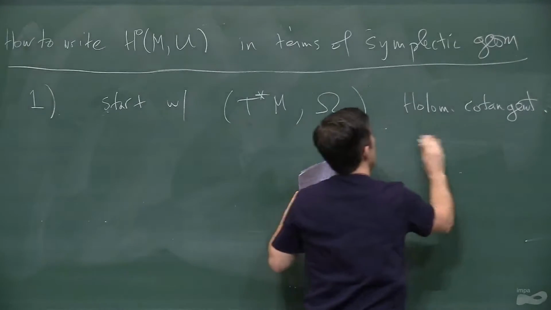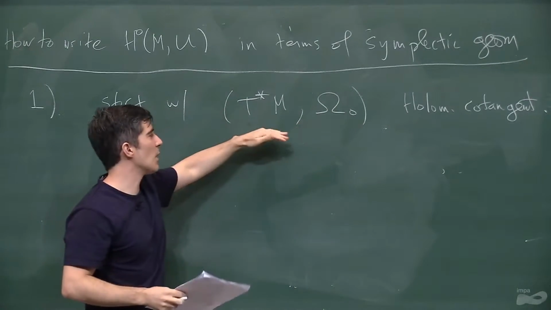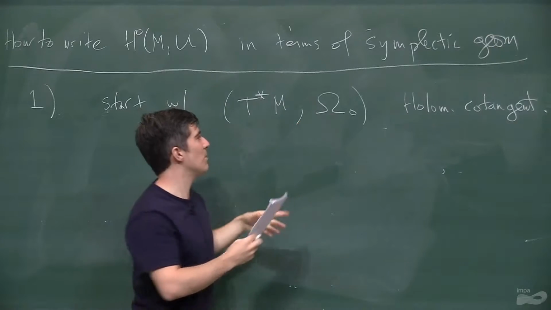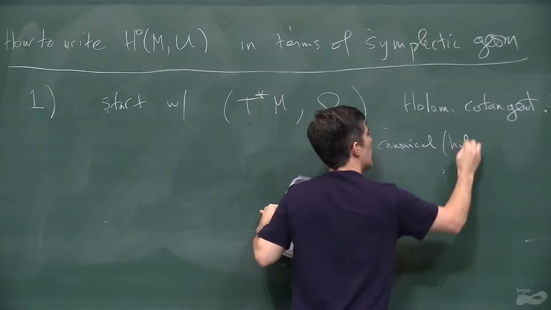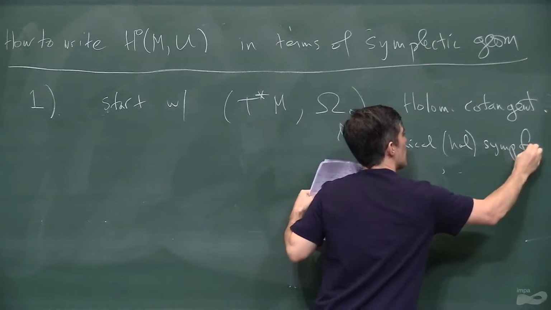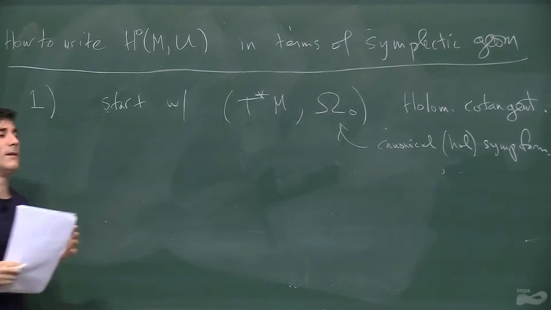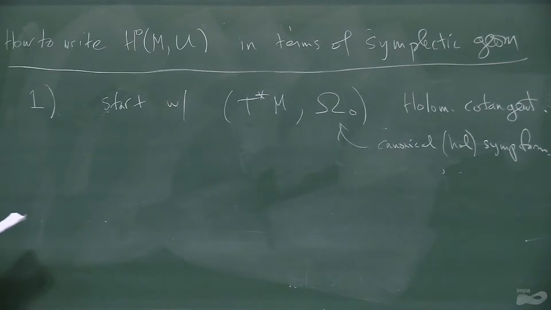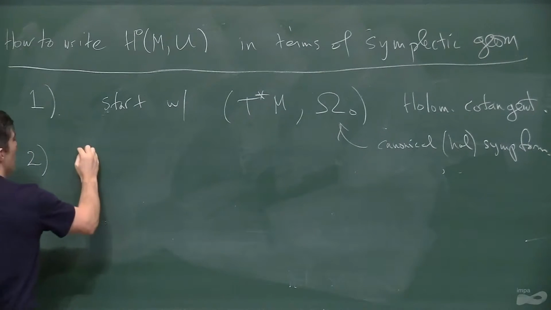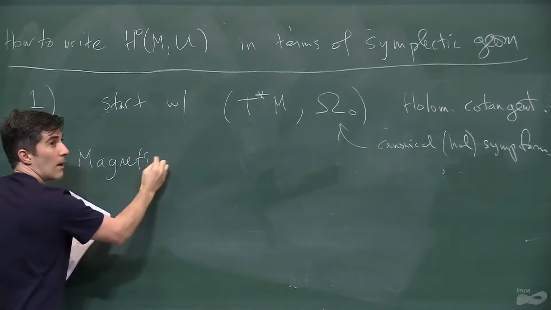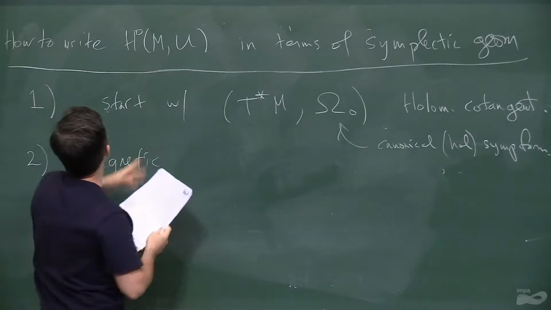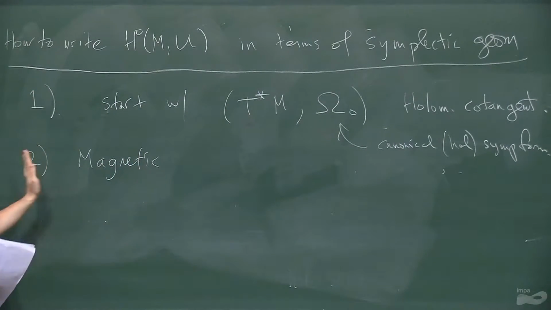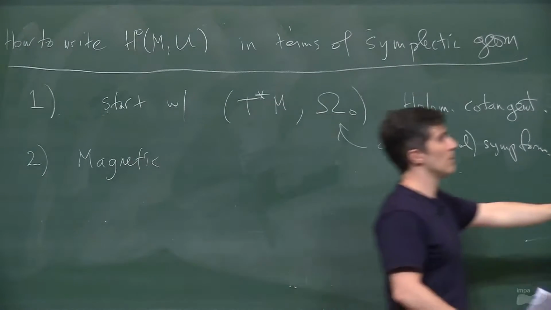So I'm using I to produce this. I'm using the complex structure. I get a holomorphic symplectic structure. This is the canonical holomorphic symplectic form on the holomorphic cotangent bundle. Then, number two, we do the magnetic deformation. Yes. So M is Kähler to start? Yes, I'm just talking about a Kähler manifold. I'm just redoing the thing on the left-hand side.